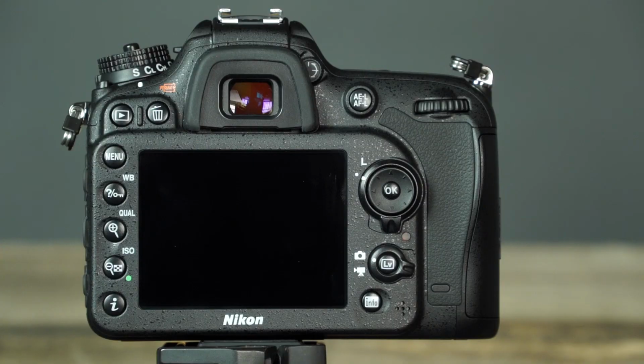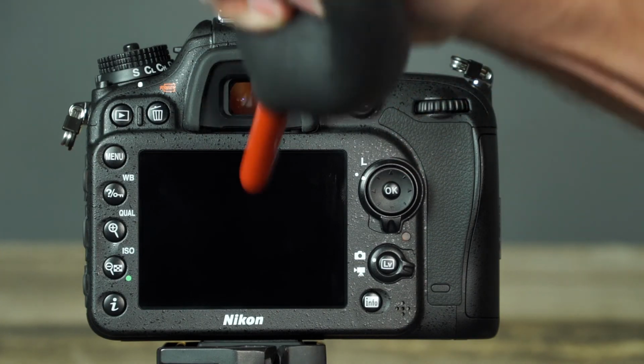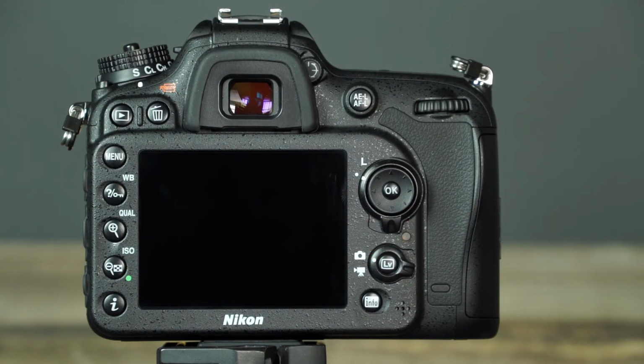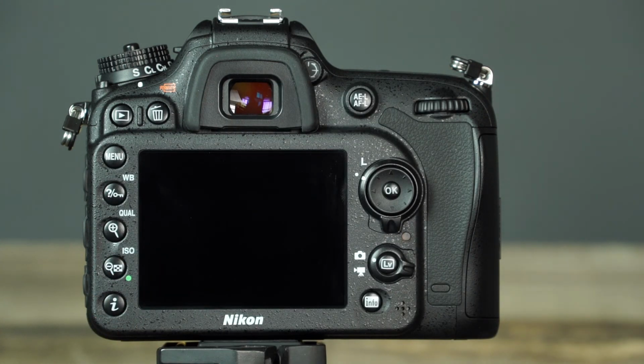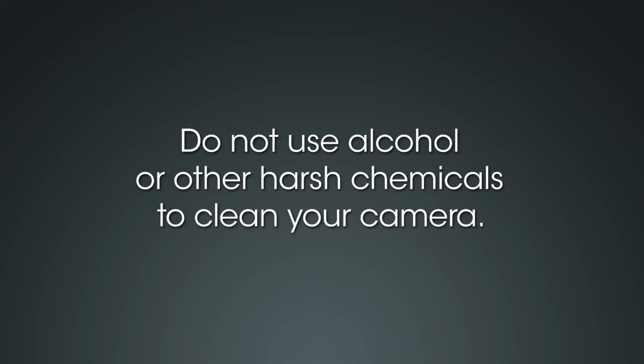Let's talk a little now about ways to properly clean the camera without causing damage. To remove dust or lint from the camera body, a blower or brush is a good tool to have on hand. With either of these tools, you can also clean the lens, viewfinder, and mirror. To further clean the camera body, you can also use a soft, dry cloth. Do not use alcohol or any other harsh chemicals.